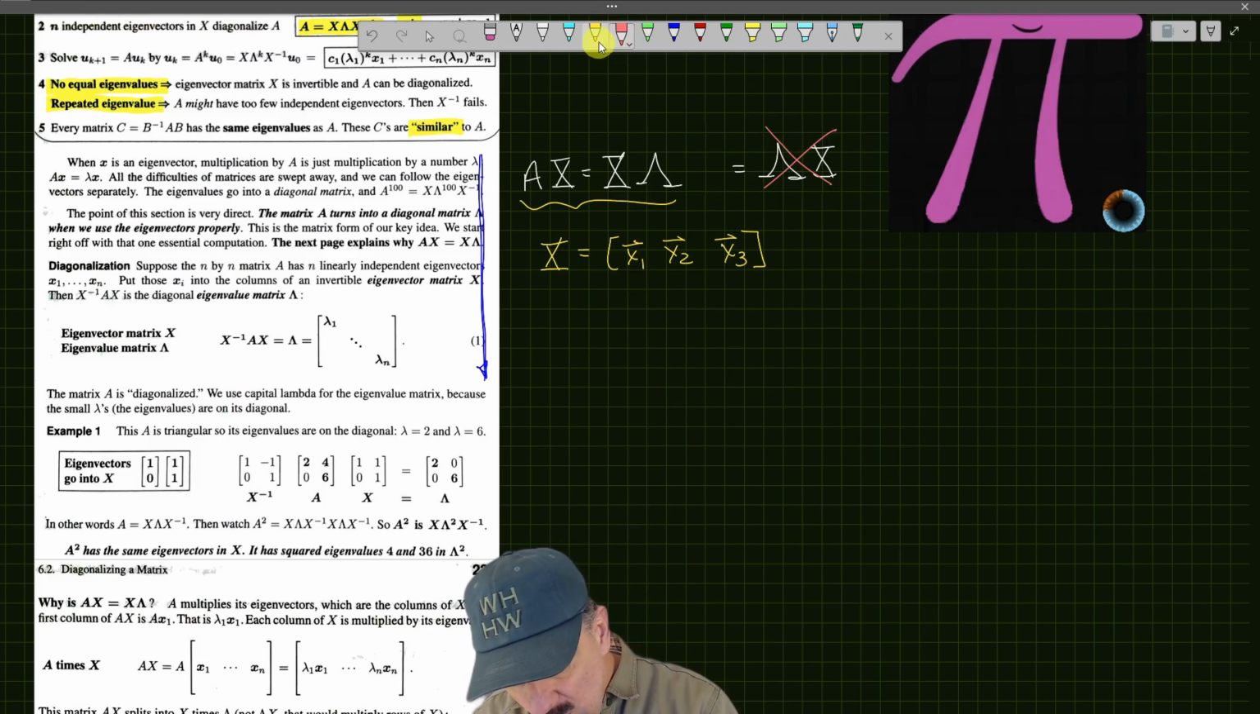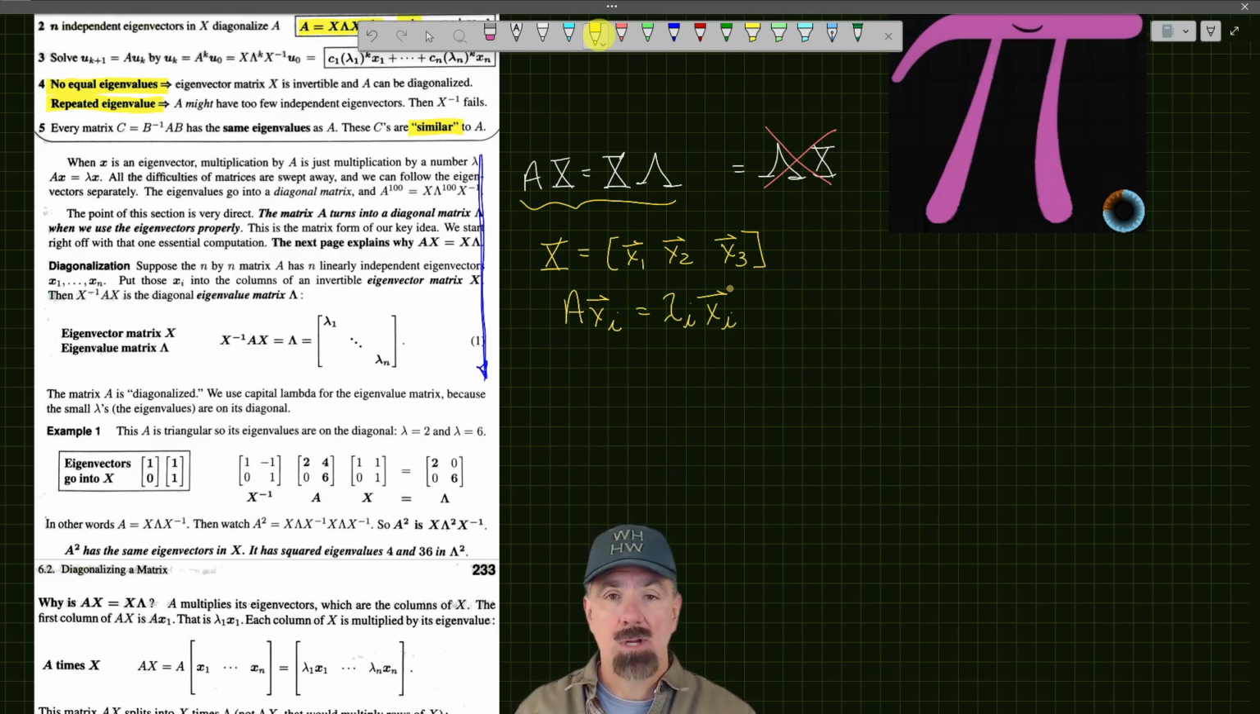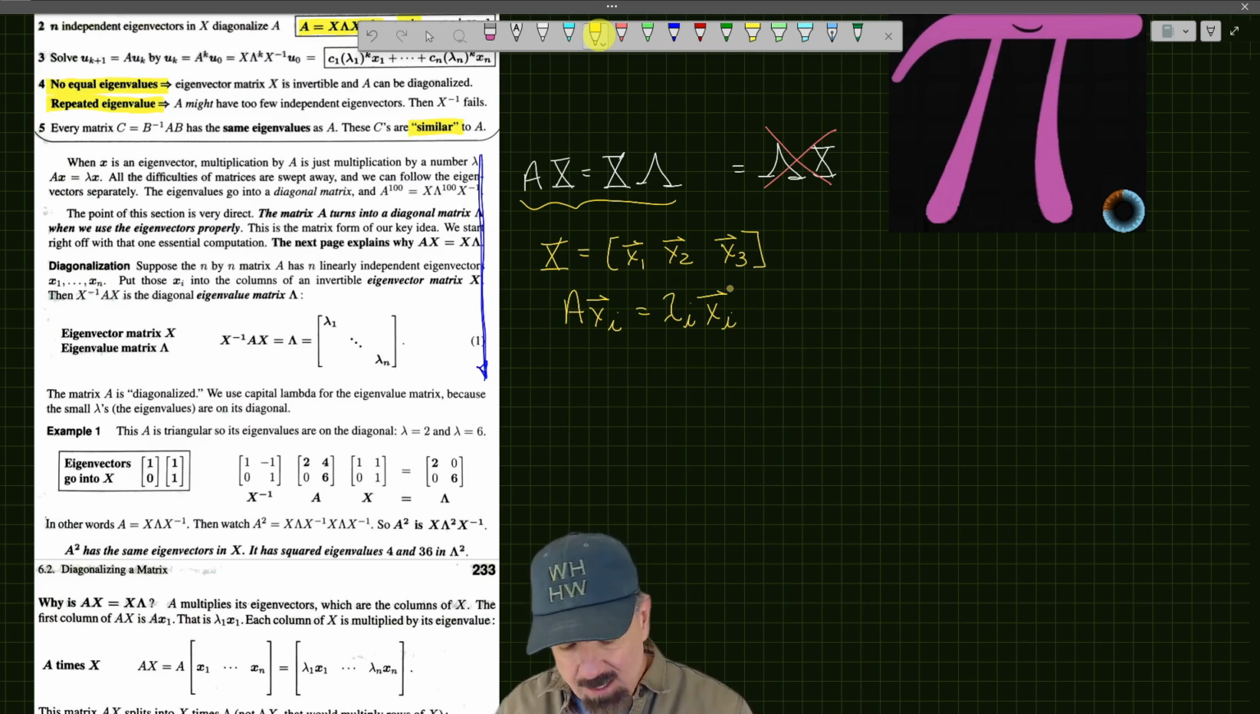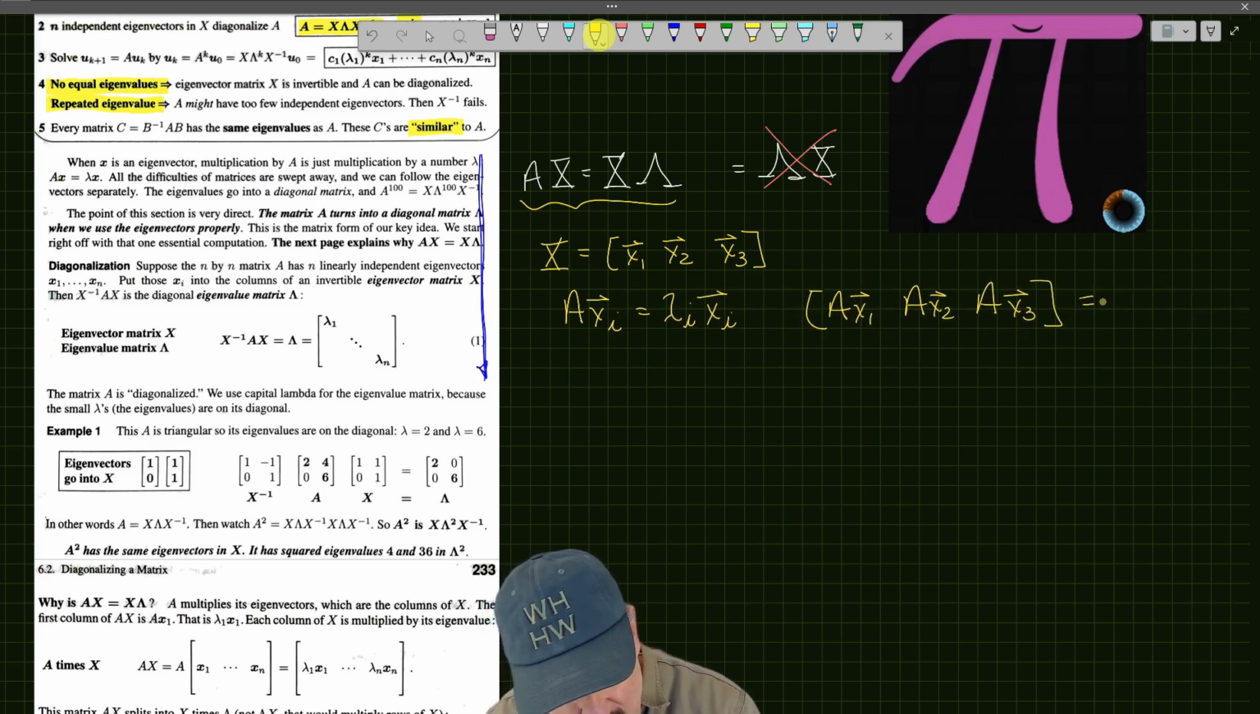Going back and thinking about the definition of eigenvalues and eigenvectors, for every eigenvector we have its associated eigenvalue times the eigenvector. All he's doing is taking these vectors, because A times x is just another vector, and putting them together. So we have Ax1, Ax2, Ax3, and of course, that's going to be equal to lambda 1 x1, lambda 2 x2, lambda 3 x3.